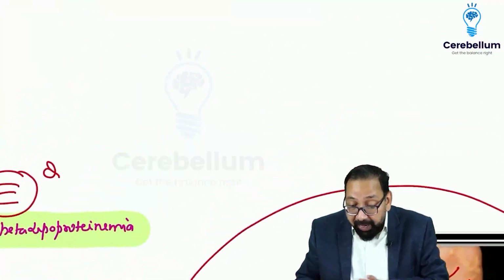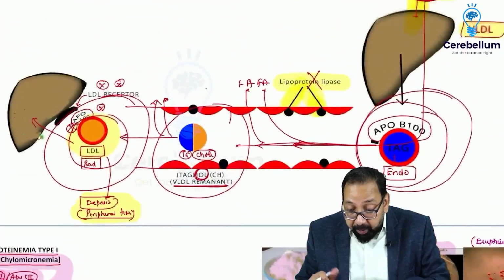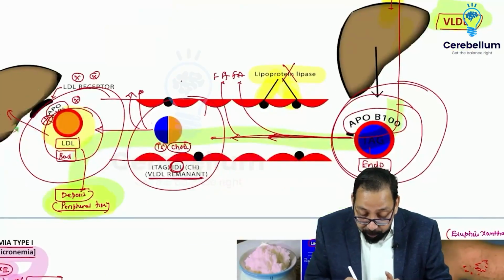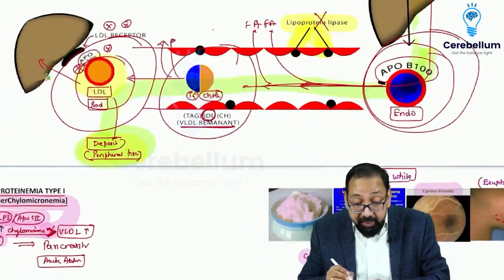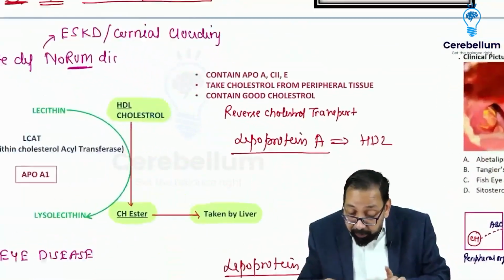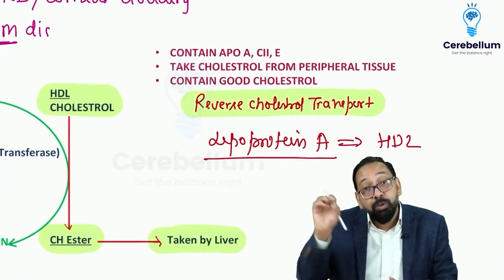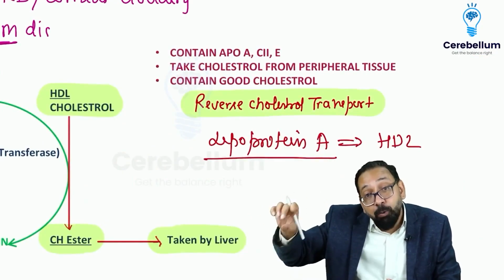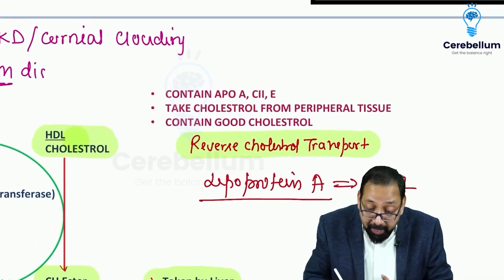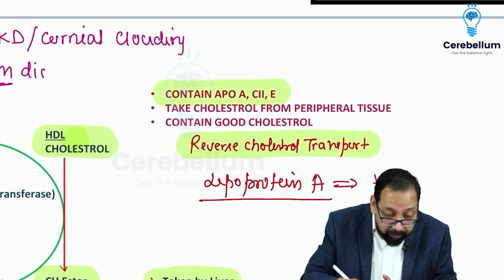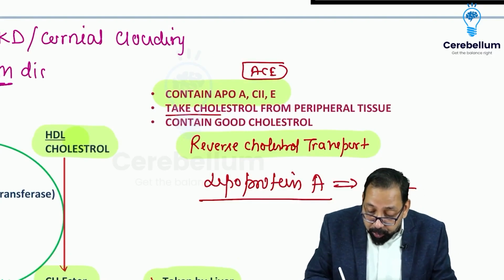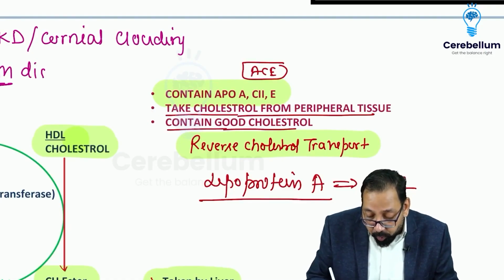Normally, I told you that transport of lipid started from liver like this and it was deposited in periphery. But HDL takes cholesterol from periphery and gives it to liver. So that's why it is called reverse cholesterol transport, because it works in the reverse direction, taking cholesterol from periphery and giving it to liver. We found that HDL contains ApoA, ApoC2 and ApoE. Mnemonic is ACE inhibitor, AC2E. It takes cholesterol from peripheral tissue and contains good cholesterol.